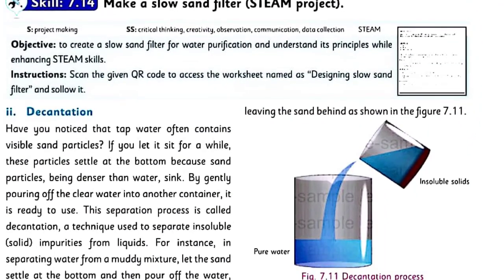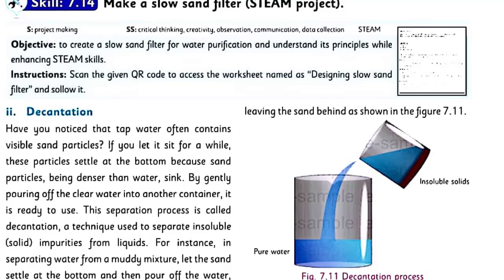Skill 7.14. Make a slow sand filter. S. 2. Decantation. Have you noticed that tap water often contains visible sand particles?